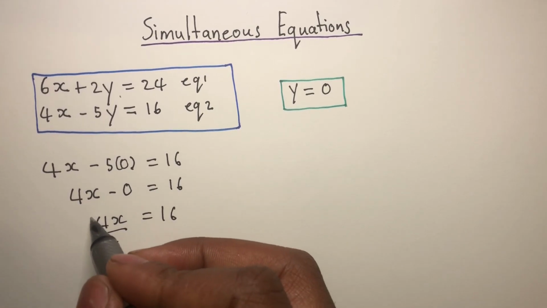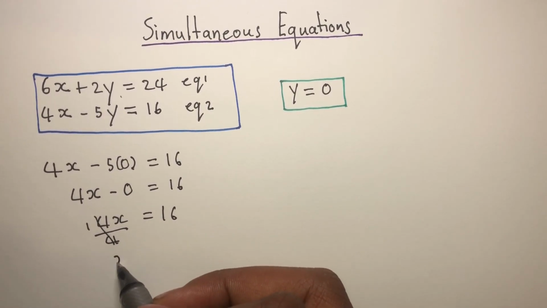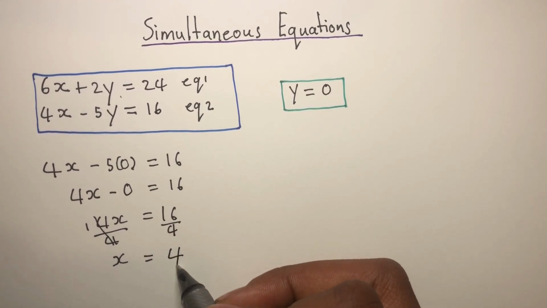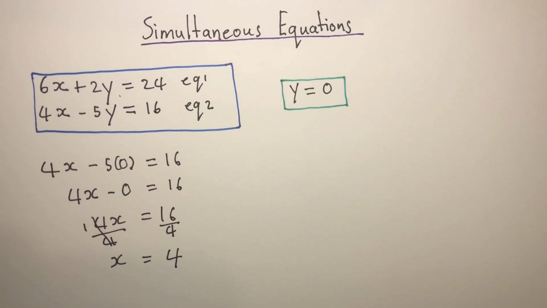Divide both sides by 4. 1 times x gives us x. 4 into 16 goes 4 times. So our x value is 4.